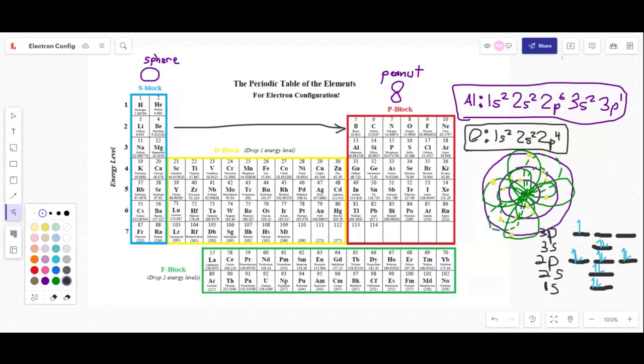Now a subshell is a group of orbitals with a particular shape in a particular energy level. For example, the 2p subshell is those three peanut-shaped orbitals that are in the second energy level. So within every shell, there are also subshells. And the subshell refers to all the orbitals of a particular shape. Does that make sense?